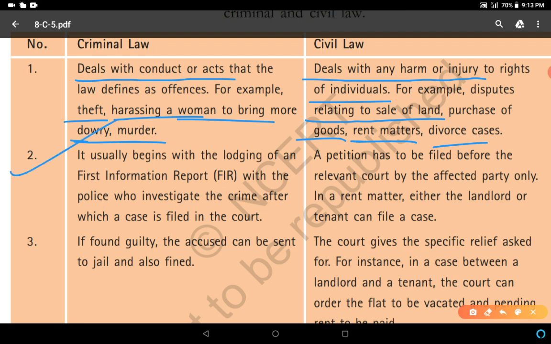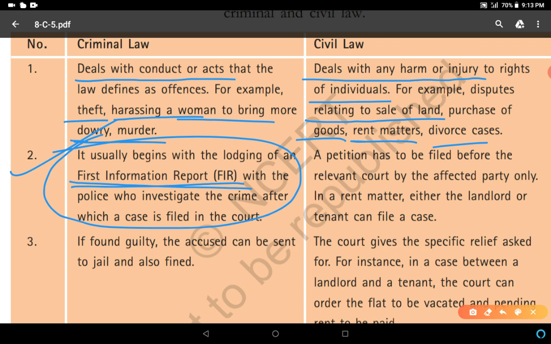The second difference is that it usually begins with the lodging of an FIR, known as the First Information Report, in the police station with the police who investigate the crime, after which a case is filed in the court. It means in these kinds of cases, first an FIR is lodged, then the police investigate, and then the investigation sheet is deposited by the police in the court and the case runs in the court.